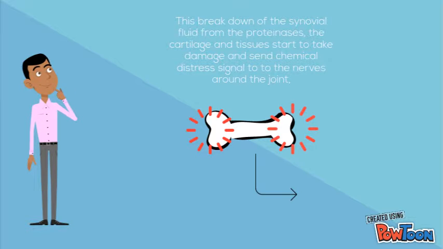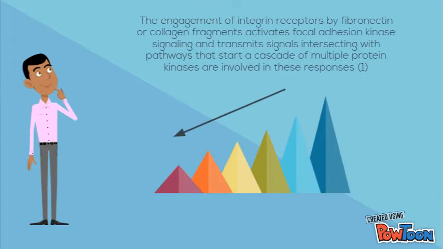The engagement of integrin receptors by the fibronectin or the collagen fragments activates focal adhesion kinase signaling, and this transmits signals of intersecting to other pathways that start a cascade of multiple protein kinases that are involved in the response of inflammation.